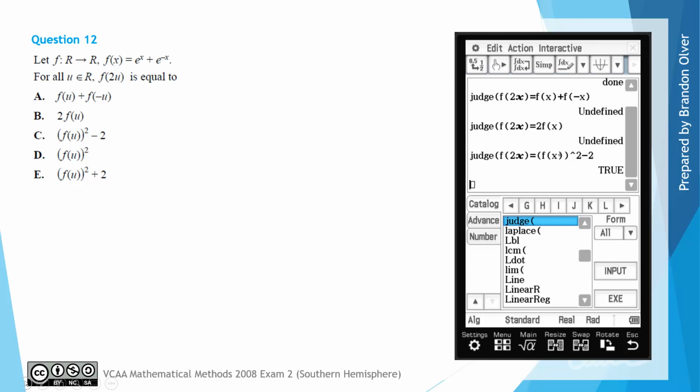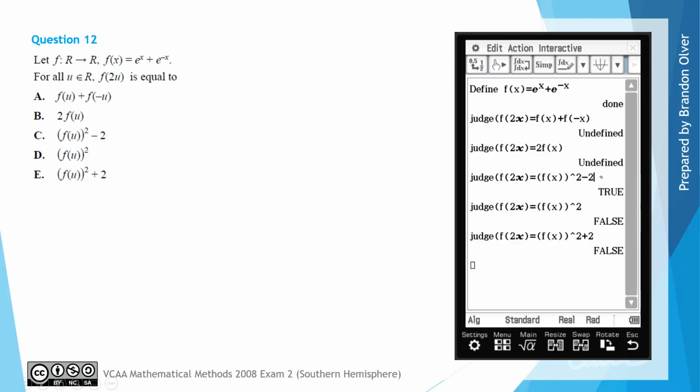If I quickly just drag down that line and show you what D would give, we just need f of 2u equals f of u squared. So using x, we've now got that incorrect. Hitting execute, it says false. And then if I drag that line down and put a plus 2 at the end of it to test E, you'll see that that's false as well. So from the output on the CAS calculator, we could see the third statement that we judged was indeed correct or true. So that means that C is the correct answer for this question.